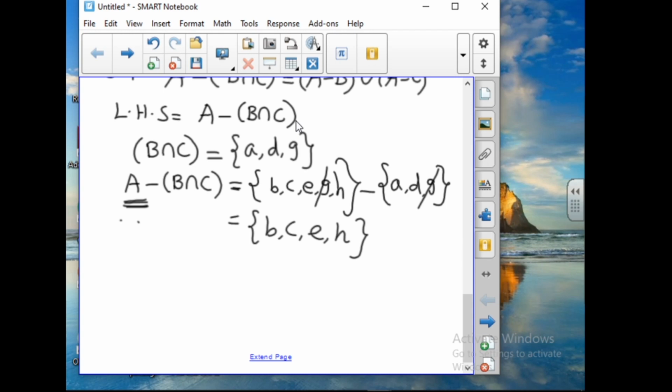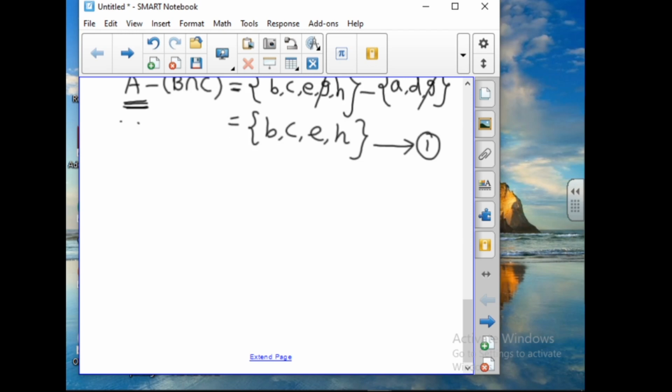So this is your equation number 1. Don't consider the second set. Then next one, right hand side is equal to A difference B union A difference C. So you have to find first A difference B.